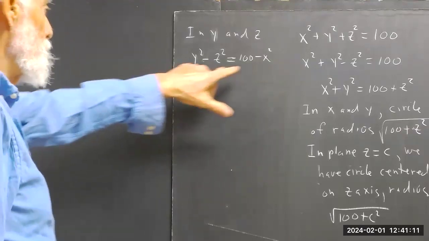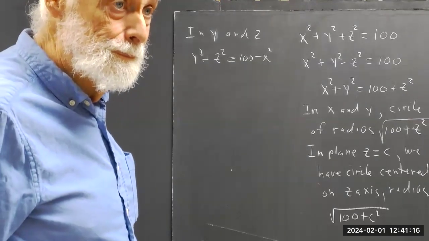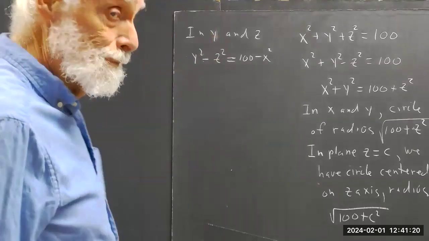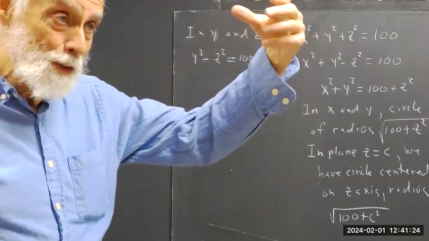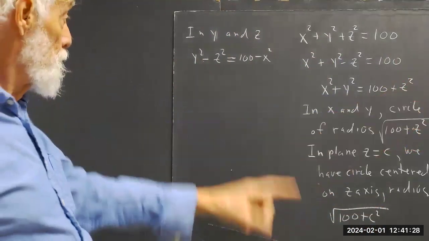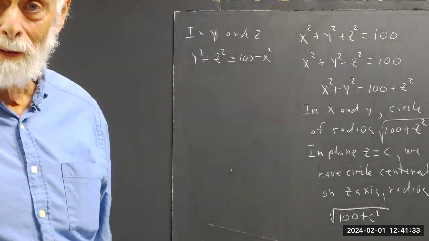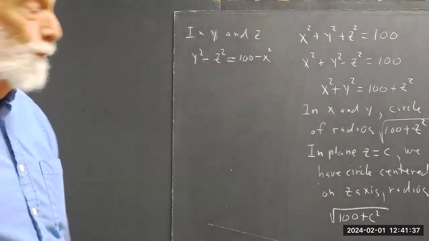Anyhow, what's this? This is a hyperbola, right? I mean, yeah, you get y squared over a minus z squared over b equals 1, which is what you have if you divide both sides by this. And that's got to be something that's kind of a habit. You've got to know what conic section you're getting. Okay.